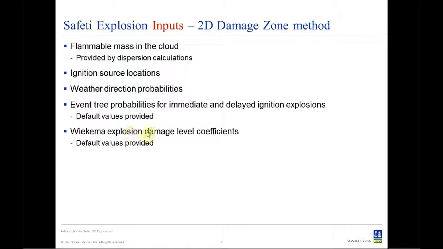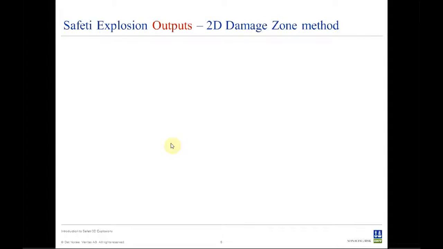The Wickham explosion model uses two damage level coefficients which are tuned to represent heavy and light blast damage, and default values for these are provided, but they are editable. The outputs from the Safeti 2D damage zone method explosions are, of course, the contribution of these explosions to the risk results. So we are not actually seeing them directly, but seeing their explosion contribution in terms of probability of death in your individual and societal risk.